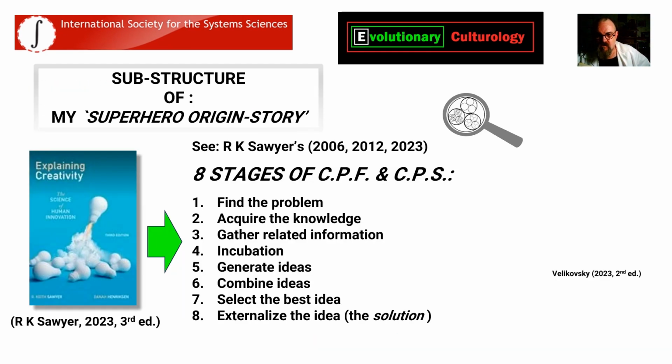Oh yeah, more about my superhero origin story. Here's 8 stages of creative problem finding and creative problem solving from the domain of creativity science. Keith Sawyer's got a great book, Explaining Creativity. It's in its 3rd edition now. Came out last year, Oxford University Press.